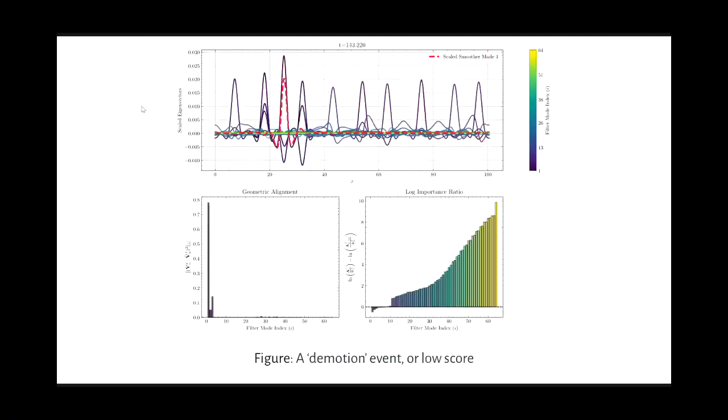Here's a demotion, the opposite. So the smoother is very confident that the filter's primary direction isn't as important as it needs to be. It doesn't need to send as much variance in that direction. And these aren't that interesting, but it's always good when you calculate a score like this to know what positive and negative readouts really mean.